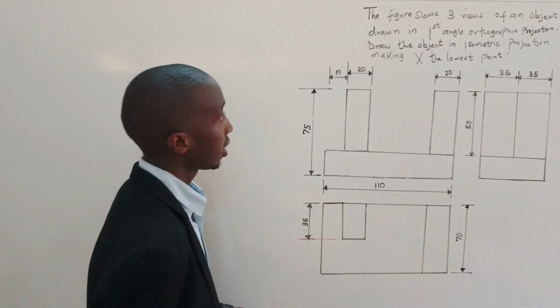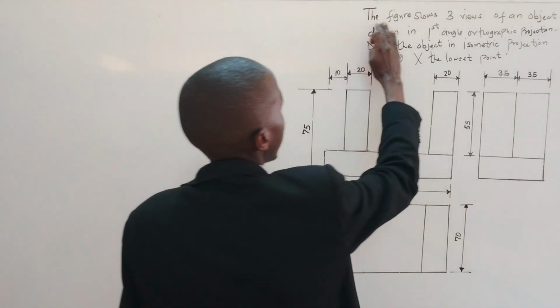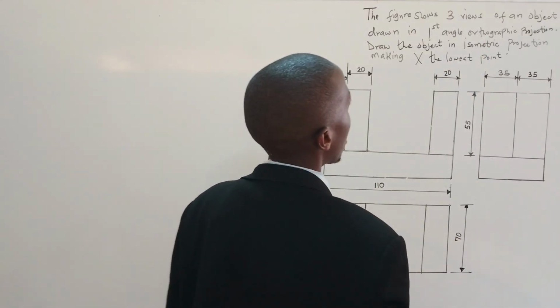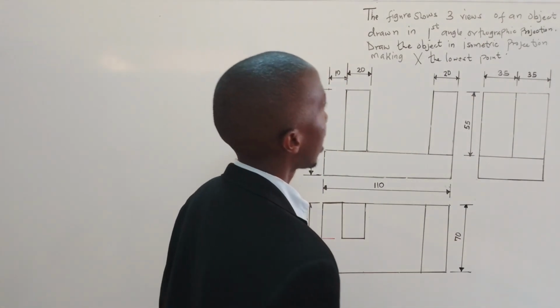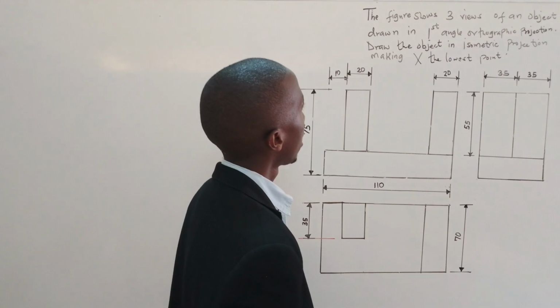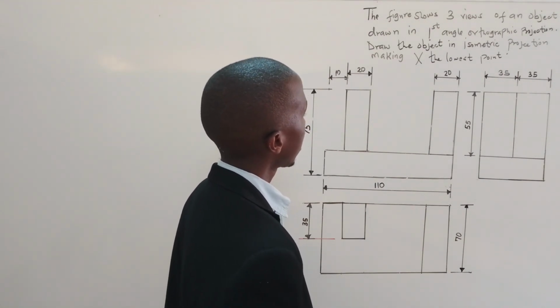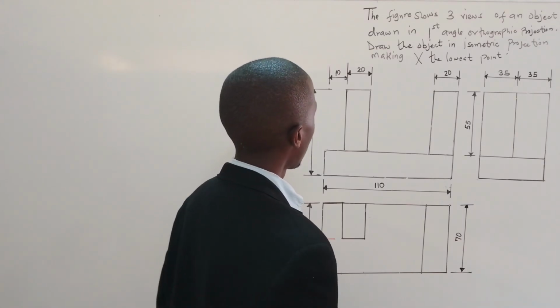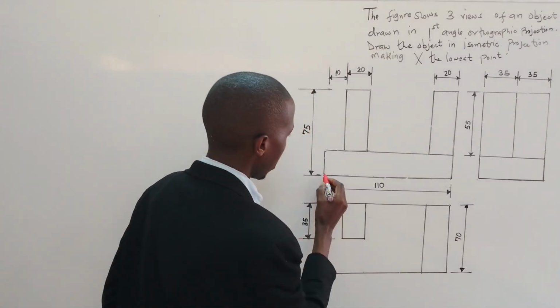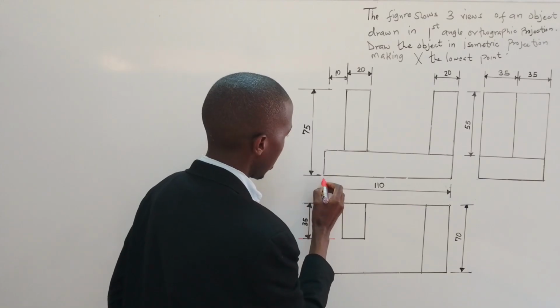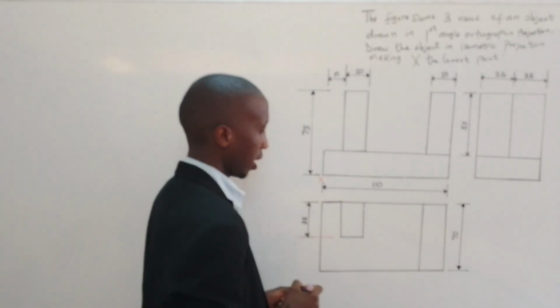The question here says, the figure below shows three views of an object drawn in first angle orthographic projection. Draw the object in isometric projection, making x the lowest point. So we'll make x the lowest point. So my x is that corner.